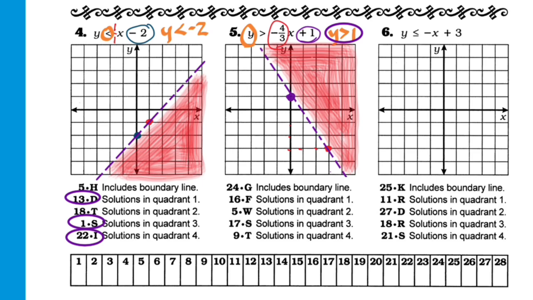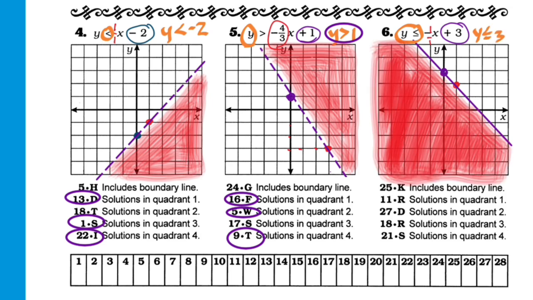Number 6, I start at 3. I'm going down 1 over 1. And it can be this, so I keep a solid line. And it's anything less than 3, 3 or less. And I circle it. Can be there, and it's on everything here. And when I fill in all these letters, I find out that she was tired of raising kids.